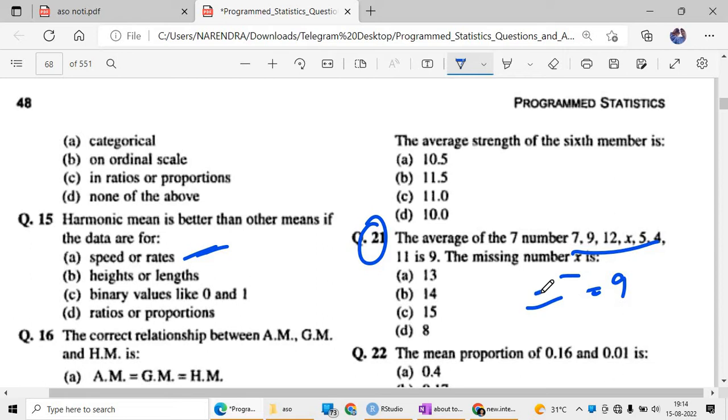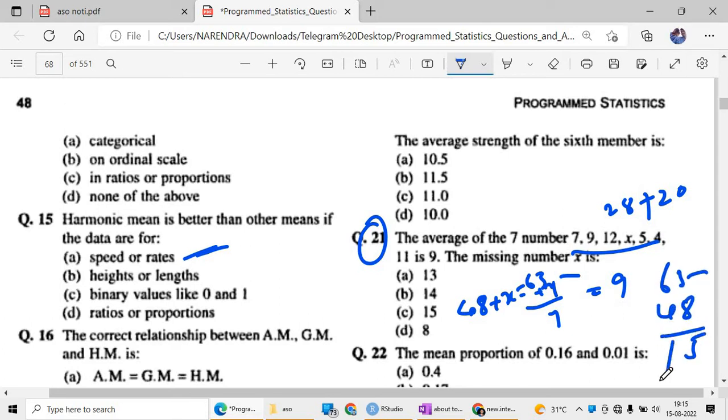We have an x here, so the total is: 7 plus 9 is 16, plus 12 is 28, plus 5 is 33, plus 4 is 37, plus 11 is 48. So 48 plus x equals the total, and 7 nines are 63. So 63 minus 48 will be the answer. So how much? 15. C is the answer.